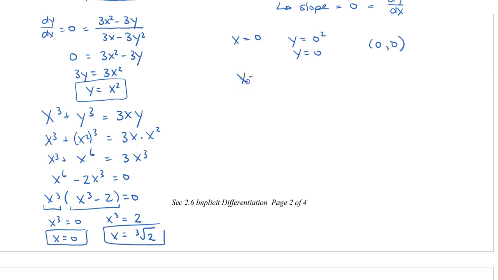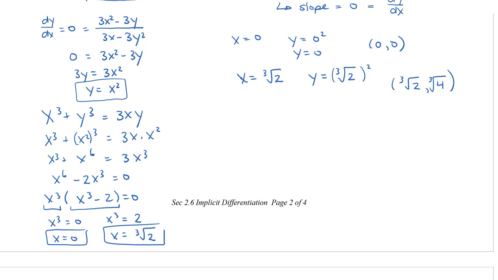If x equals cube root of 2, I have y equals the cube root of 2, and then all squared. So my other point is the cube root of 2 and, actually, let's make this the cube root of 4.